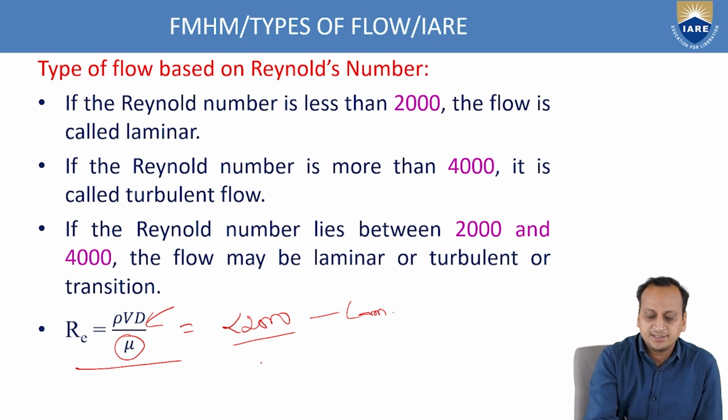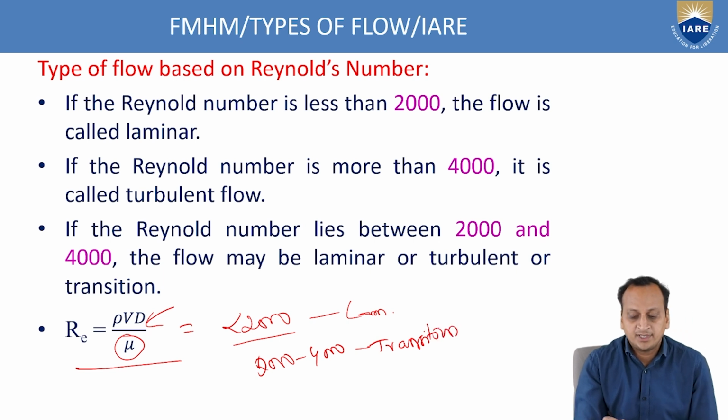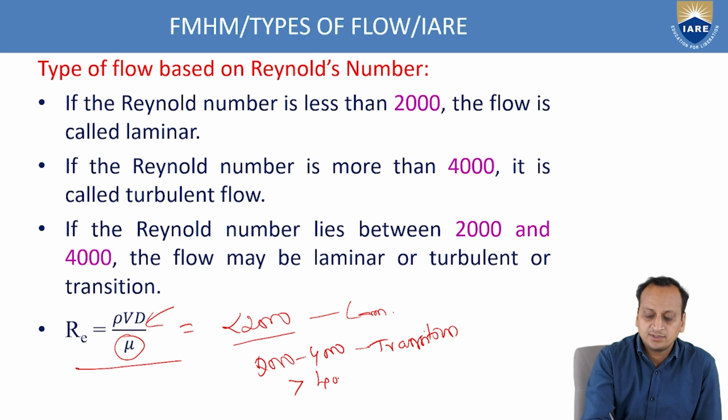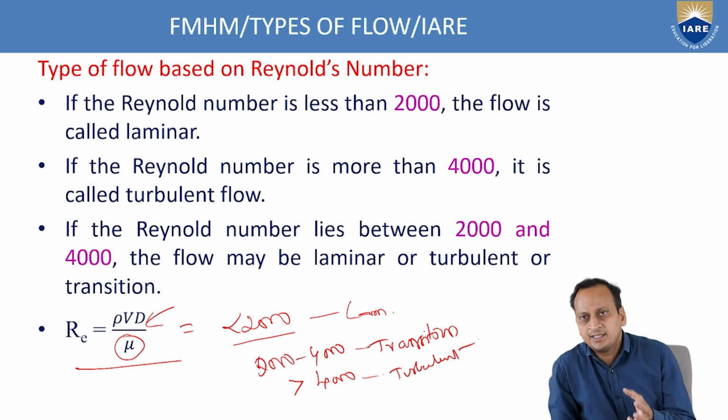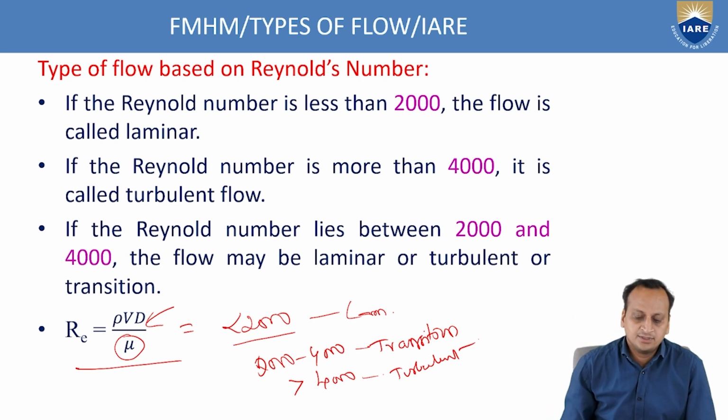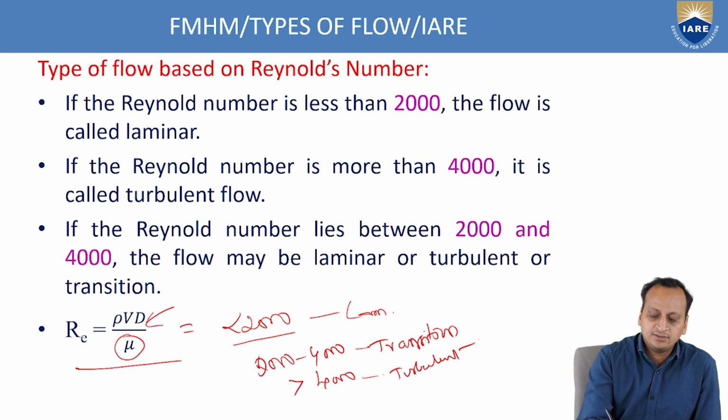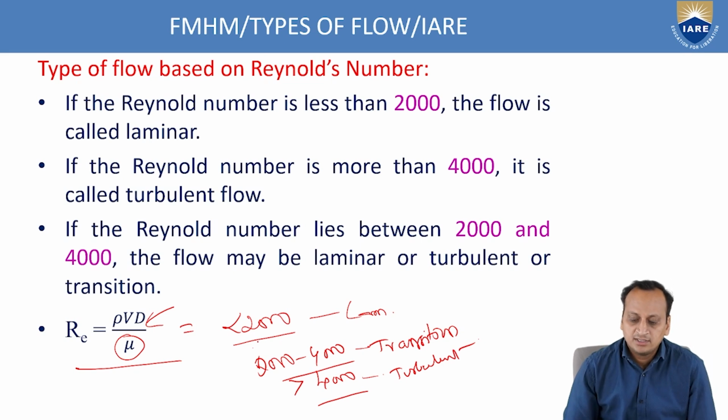If the number is in between 2000 and 4000, then it comes under transition flow. If the Reynolds number is greater than 4000, then this is known as turbulent flow, where the fluid particles will be moving in random, zigzagged, indefinite paths. Based on the Reynolds number also we can classify the flows, and we can remember the flows.